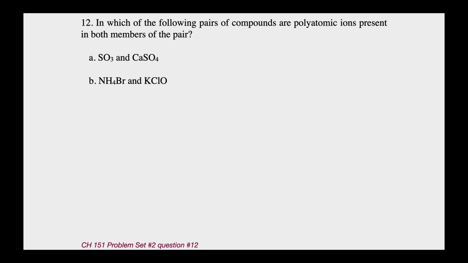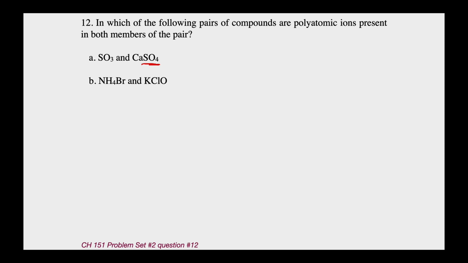It says, which of the following pairs have polyatomic ions present in both members of the pair? Basically it's asking, in the compounds listed, do both compounds have a polyatomic ion? Let's look at A. Calcium sulfate, the second one, SO4, is a polyatomic ion. It's SO4 with a -2. The calcium is there to balance it. So this one definitely has a polyatomic ion.